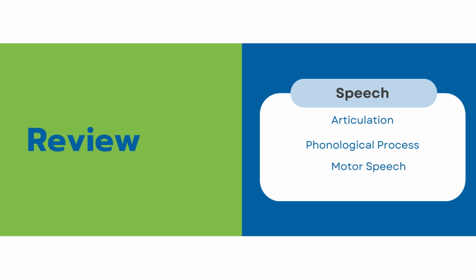Let's start off with a review. Speech is how we say sounds and words. There are different parts of speech, like the accuracy of our sounds, or articulation, patterns of speech, or phonological processes, coordination or sequencing of speech movements. We call this motor speech. And the smoothness and forward movement of sounds, or fluency.